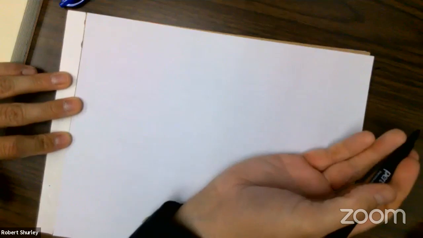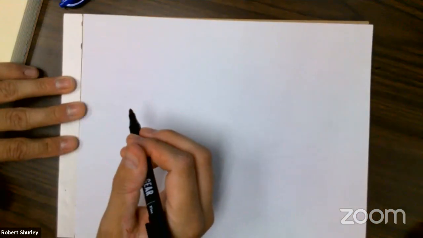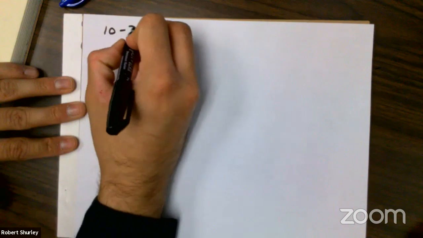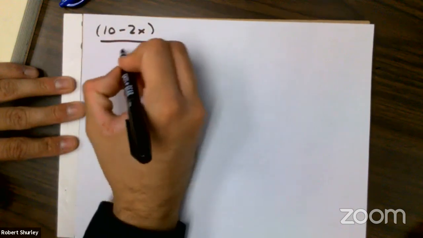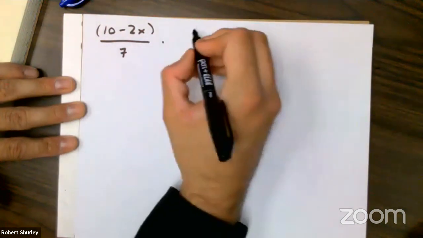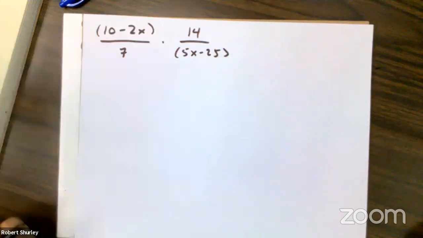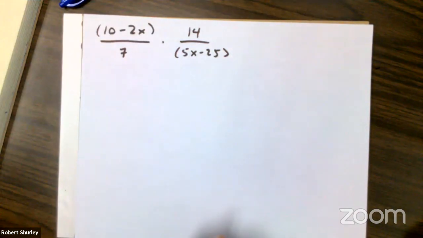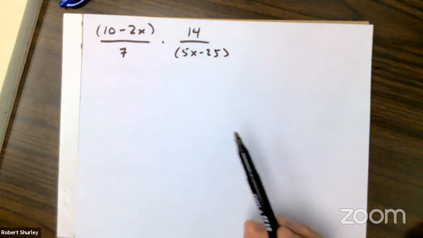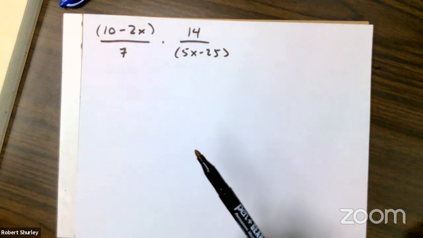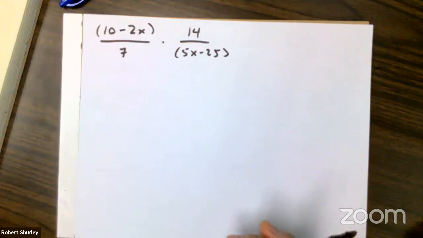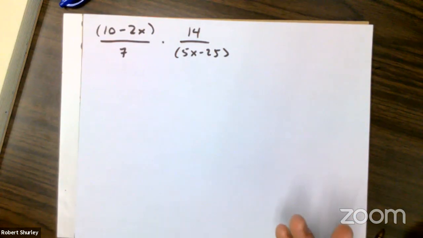This is 34 in the homework on page 439. Okay, number 34. We've got 10 minus 2x, I'm going to put it in parentheses right off the bat, over 7, times 14 over 5x minus 25. Oh, good. I'm glad we're doing this one. It's a little different than the one before. So again, I'm going to do the same thing I did before. I'm going to factor what I can factor out and then see if we can cancel anything out.